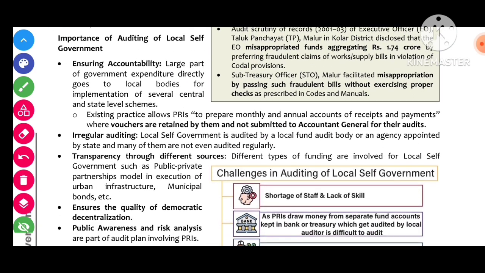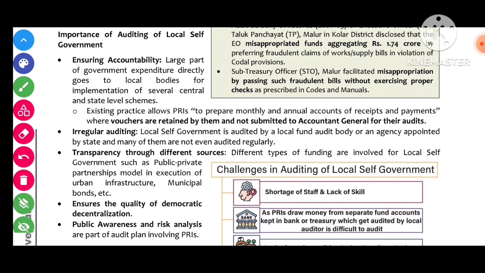Okay, so overall we are grabbing some points related to current affairs. Okay, and next is the importance of auditing of local self-government. These are also static portion.